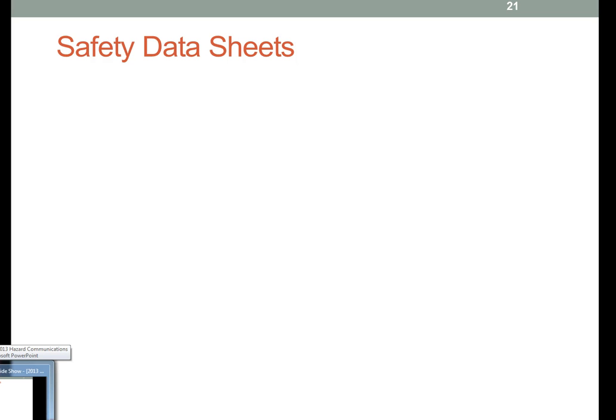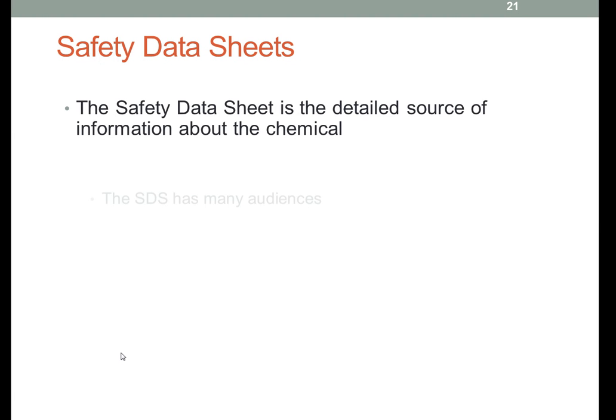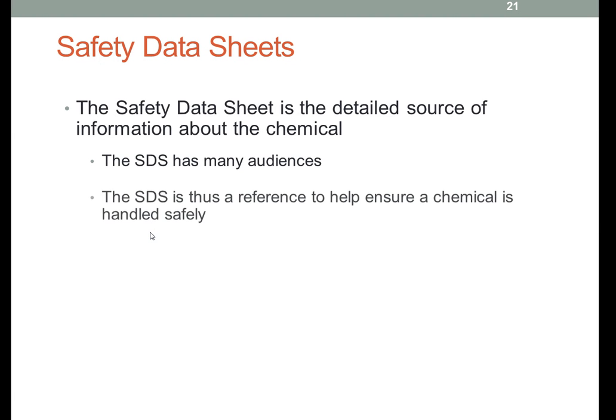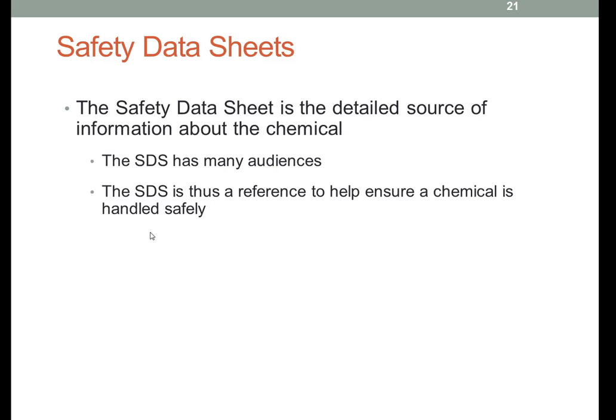The third and final major change to the standard are safety data sheets, which in the current standard are referred to as MSDS, Material Safety Data Sheets. The safety data sheet is a detailed source of information about the chemical.